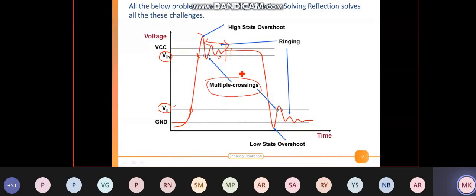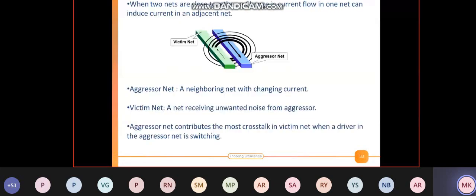In the next couple of slides, I'm going to talk about crosstalk. Crosstalk is basically when there are two nets close to each other, and the current flowing in the first net influences or generates some amount of energy and couples to the other net.